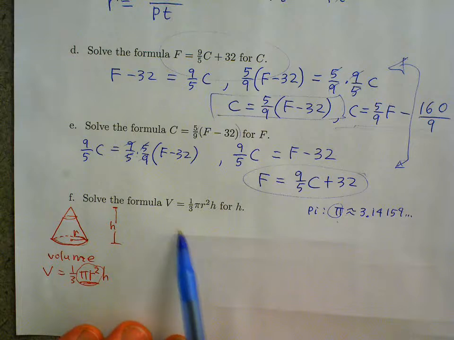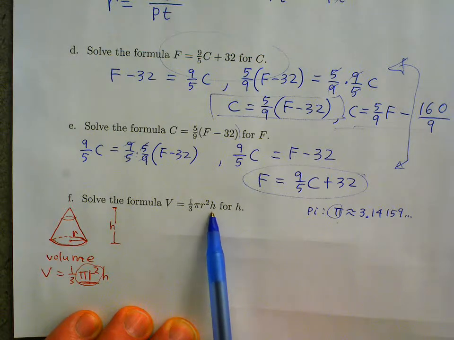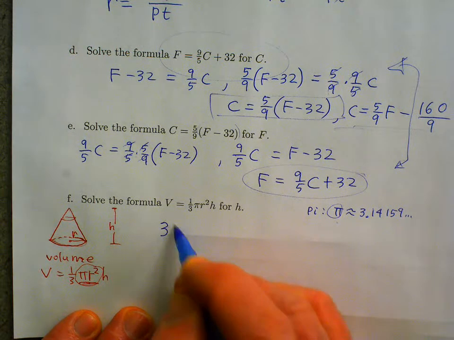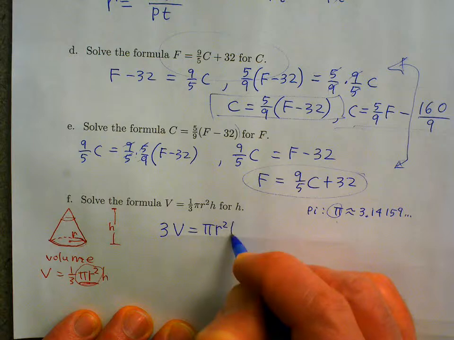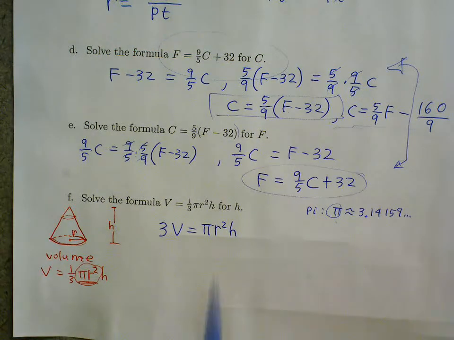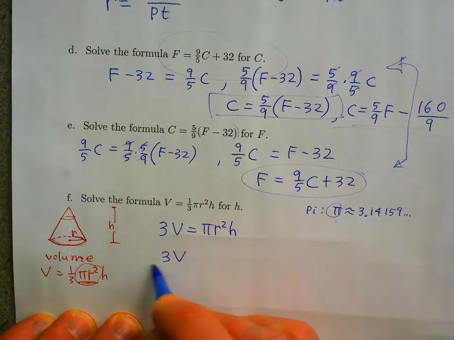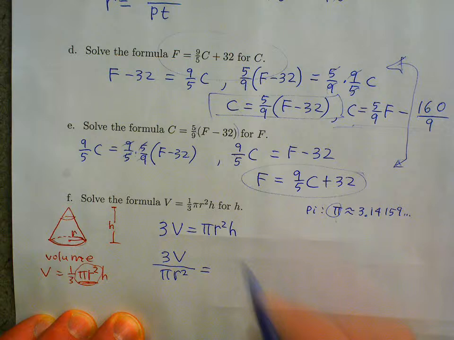Okay, so to solve this formula for h, V equals 1/3 times pi times r to the second times h. I suppose what I would start out doing is multiply both sides by the reciprocal of 1/3. In other words, multiply both sides by 3. So we get 3 times V. 3 times 1/3 is 1, so 3 times V equals pi r squared times h. And now we're just one step away from solving for h. We can just divide both sides by pi r squared. So 3 times V divided by pi r squared. And when we divide pi r squared times h by pi r squared, we're just left with h.